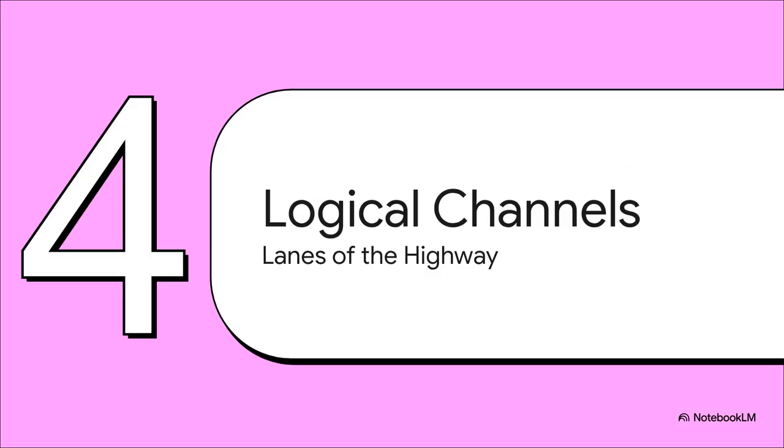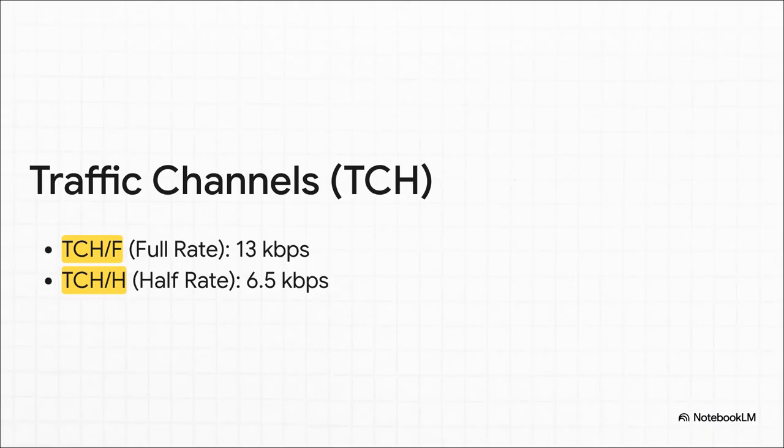Next up, Section 4, Making Sense of Logical Channels. These are the specific lanes on our invisible highway. If the frequencies and time slots form the physical highway itself, the logical channels are the actual painted lanes dedicated to different tasks. The most obvious ones are the traffic channels, or TCH. These are your payload lanes. A full-rate TCH uses about 13 kilobits per second to carry your compressed voice data. Half-rate squeezes that down even further to 6.5. This right here is where your actual conversation lives and breathes.